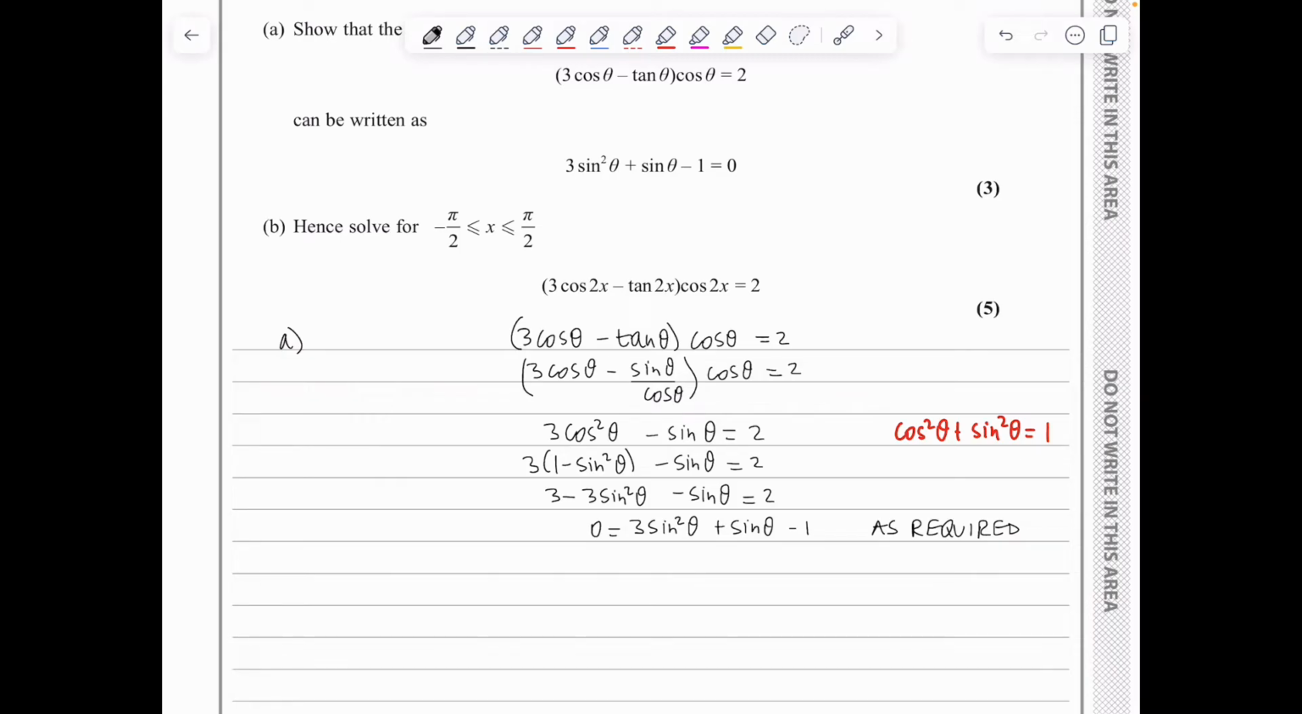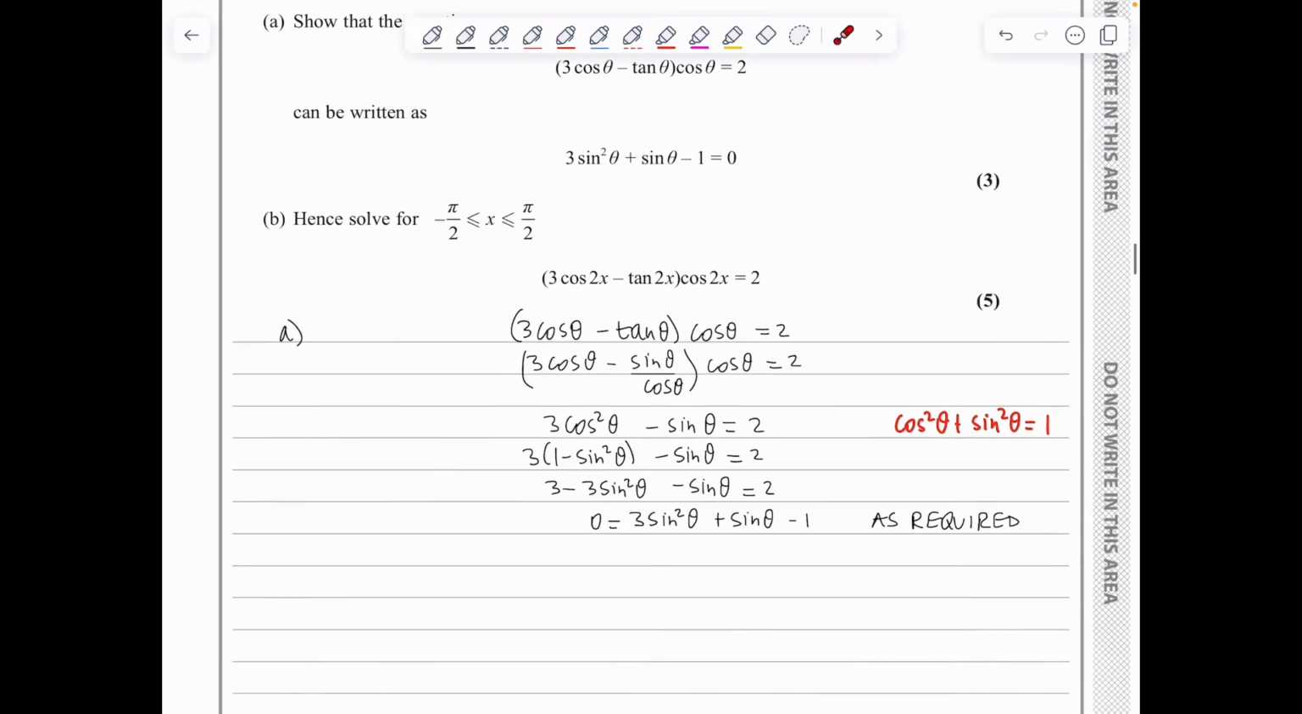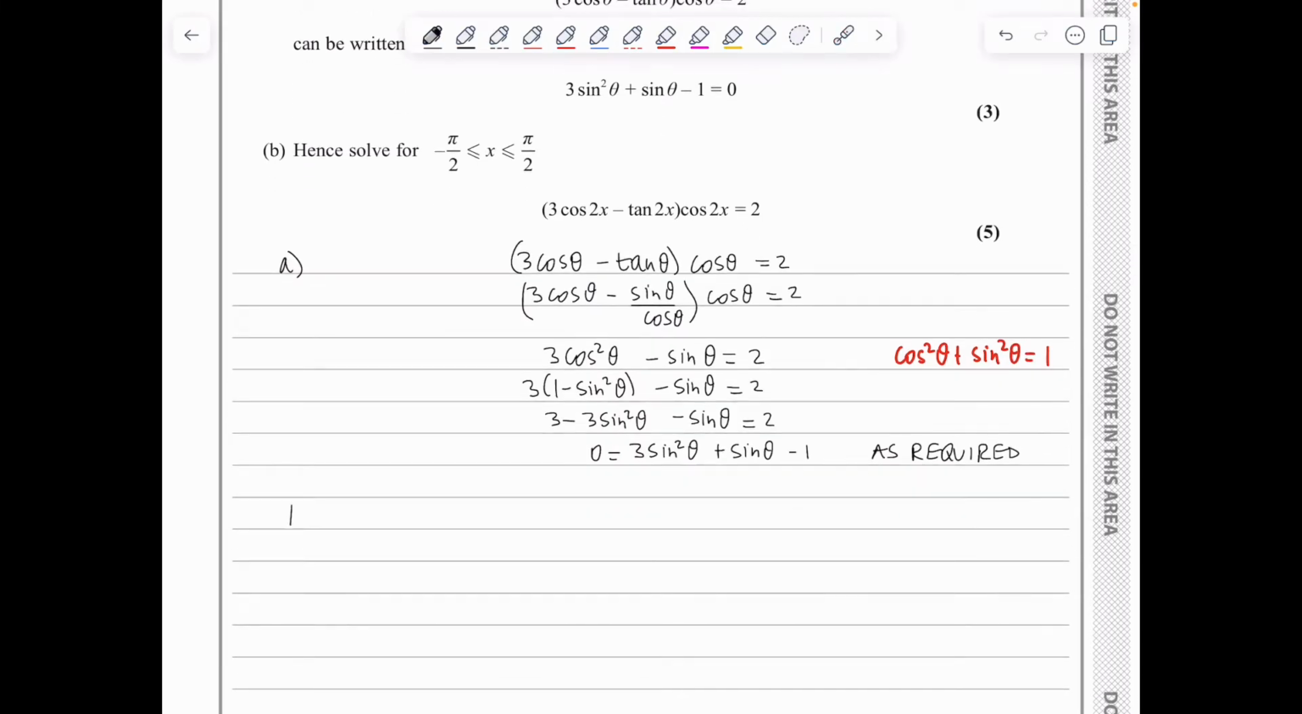In B, it says, hence solve for x between minus pi over 2 and pi over 2, the given trigonometric equation here. We see the relationship with the original, the theta became 2x, so this can simply be written as 3 sine squared 2x plus sine 2x minus 1 is 0, a quadratic in sine 2x.